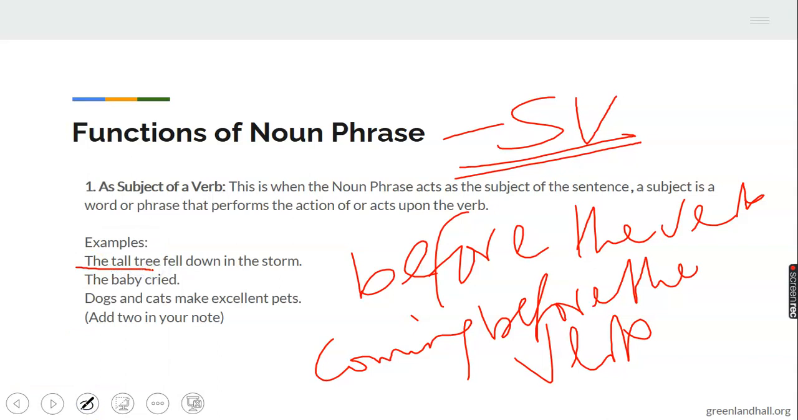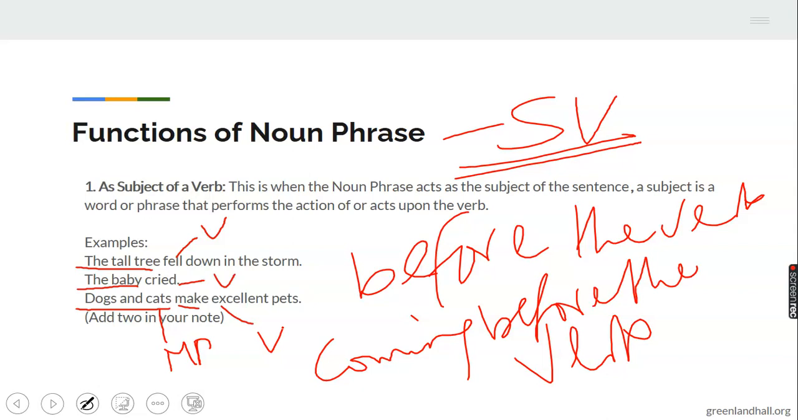Tall tree is a noun phrase. This is a verb. The baby cried: The baby is a noun phrase. This is a verb. Dogs and cats, the noun phrase, NP, and this is the verb. Simply put, I said the noun phrase must come before the verb. You can see them come before. That's why they are functioning as SV.